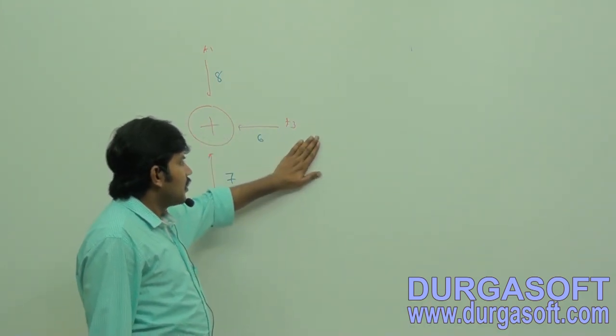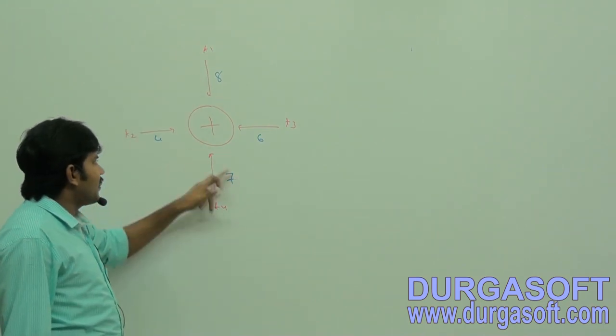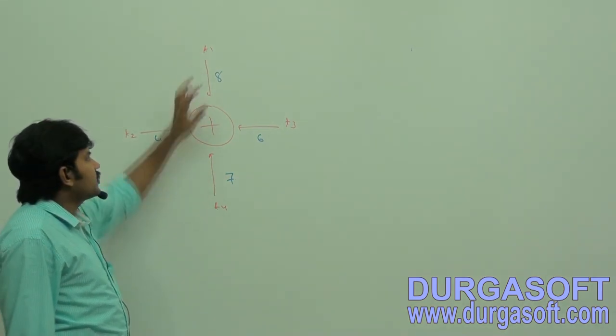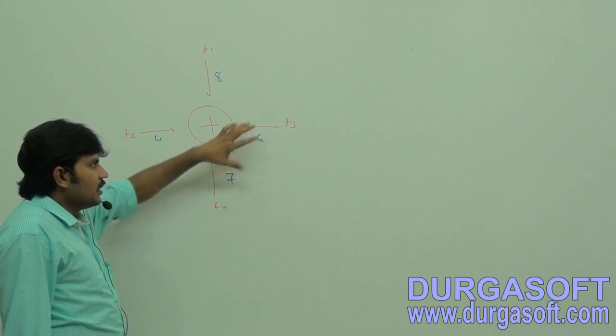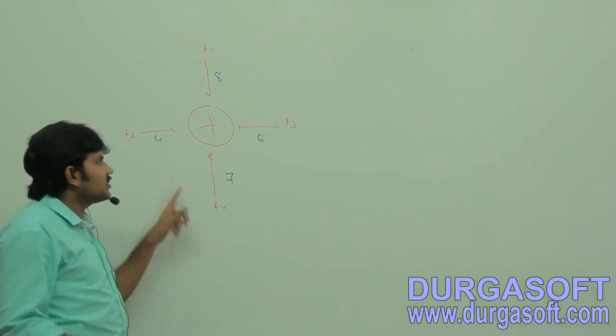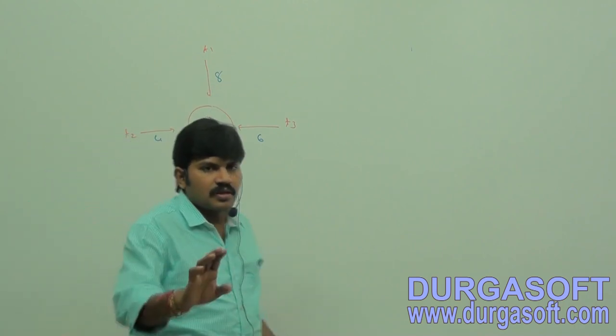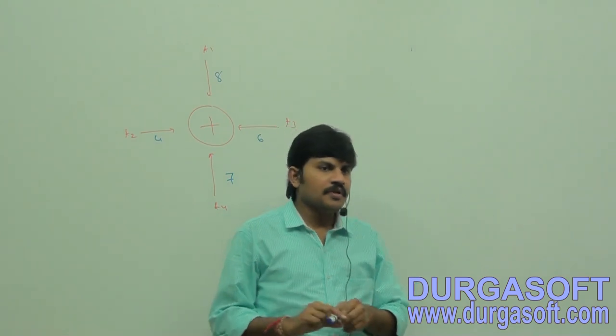Okay, now here just observe. Sir, 8, 7, 4, 6. Then first T1, and then T4, and then T3, and then T2. Sir, if two threads are having different priorities, then which thread is going to get the chance first? The thread which is having high priority, right?